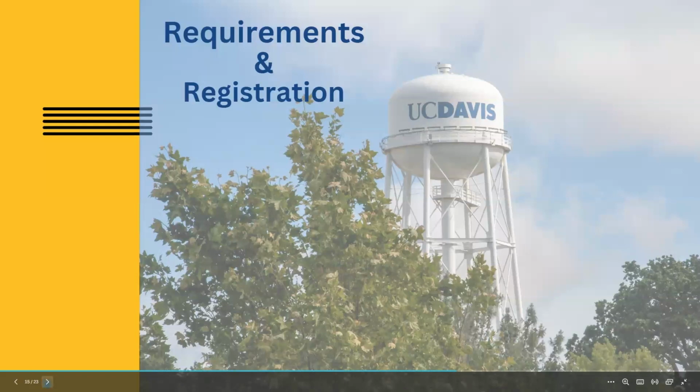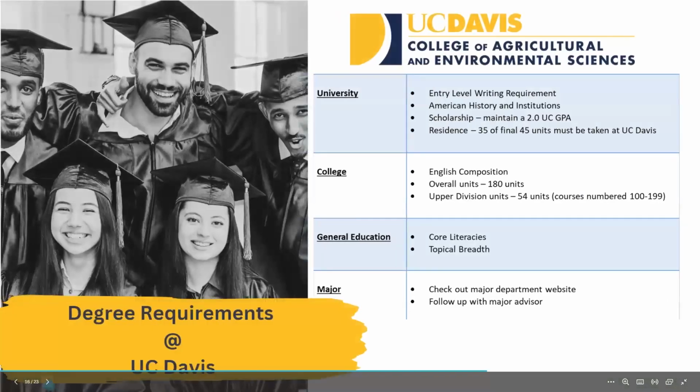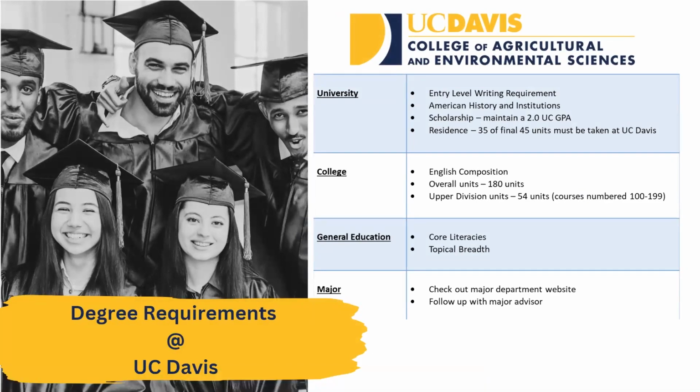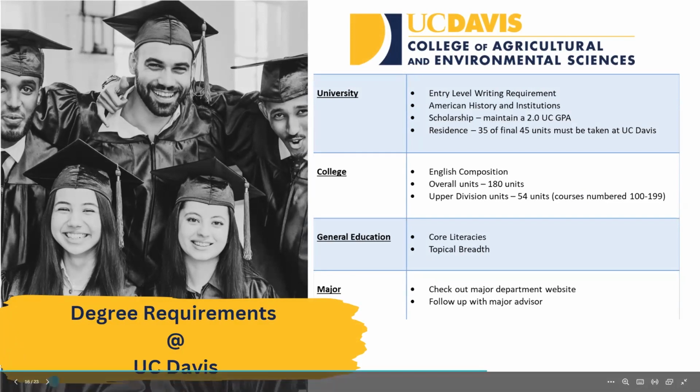So as we think about requirements and registration, there's a few things that we want to highlight heading into our time today. First and foremost, when we think about degree requirements at UC Davis, you have university, college, and major requirements. General education is part of our university requirements. So really, when you're going to complete your degree, it's kind of like fulfilling pieces of the pie. So eventually you'll work with advisors on major specific requirements once you identify a major, but we can help understand some of those pieces as well from the college level.